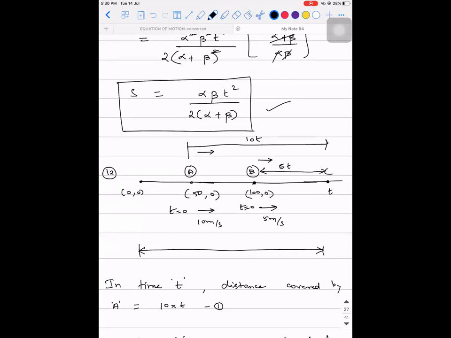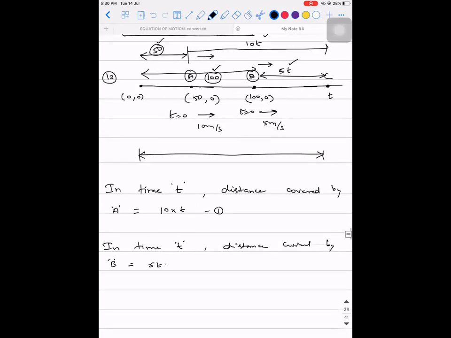From the origin, try to understand, this distance is already 50. From the origin, this distance is how much? 100. So if they are meeting at this point, can I say 50 plus 10t is equal to 100 plus 5t? Because they both are at the same distance from the origin. If I add 50 and 10t, it is the same as 100 plus 5t.